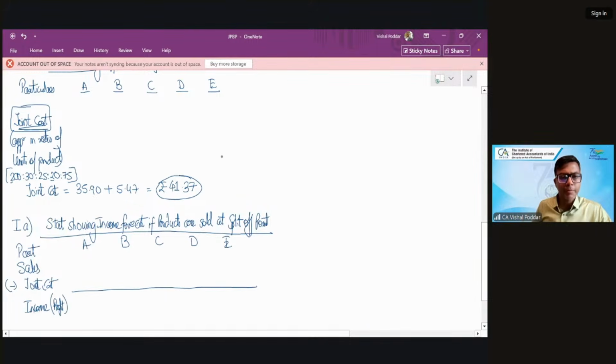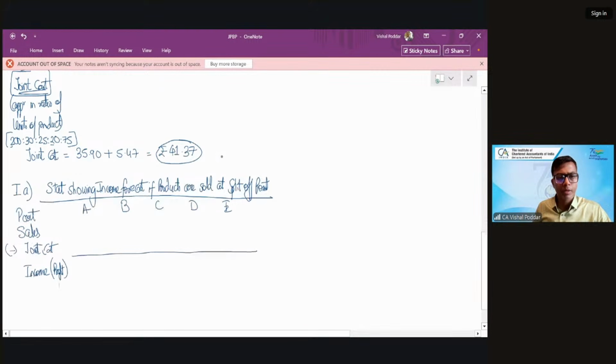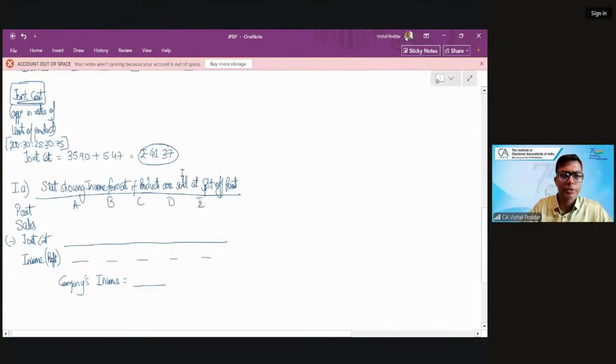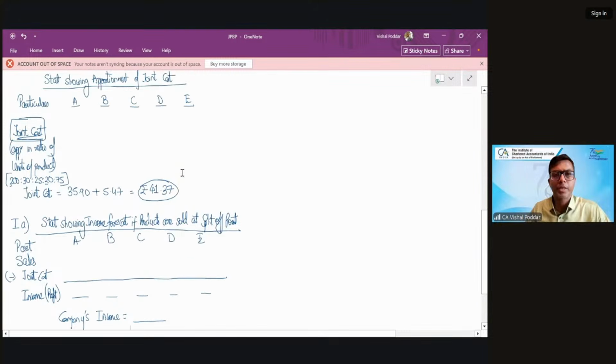Now this you are getting for each product separately: A, B, C, D, E. You can find out for the company also, the company's income, which will be the total of all this. Correct, students? See, the calculations are very, very simple, basic.